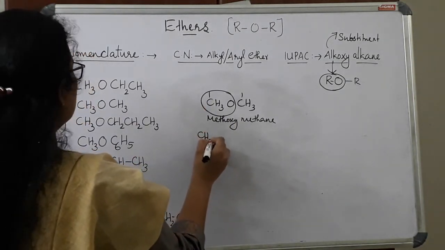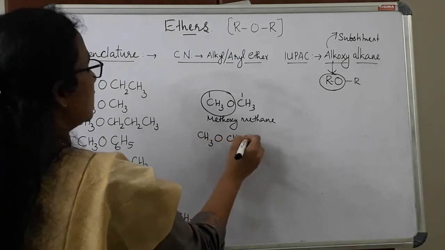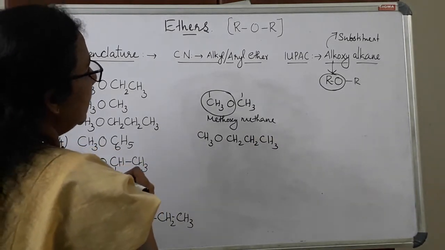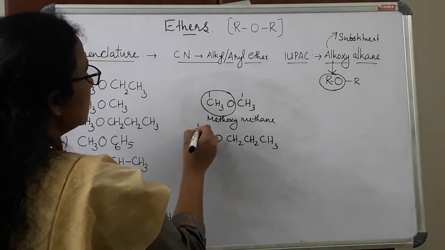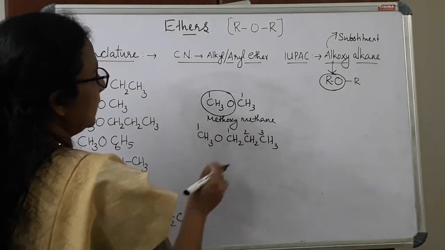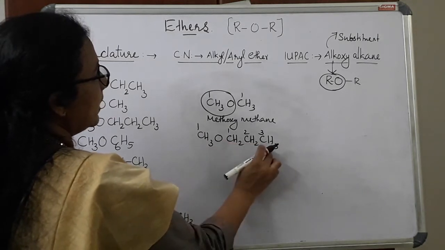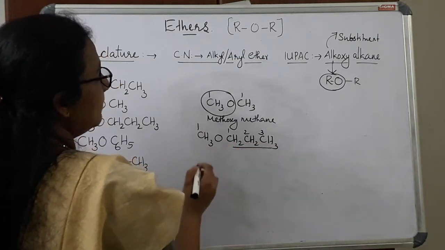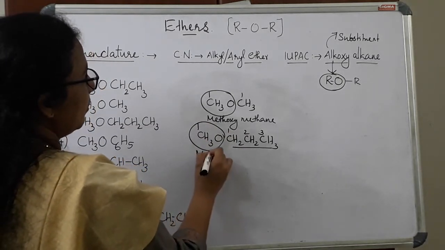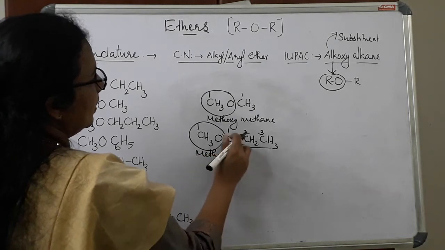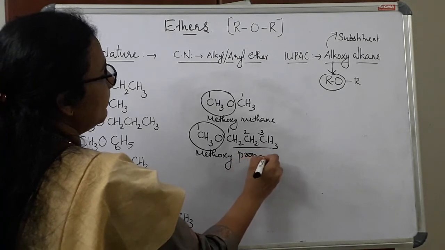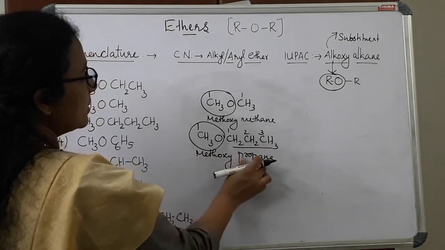Then the next one is CH3OCH2CH2CH3. Here also we will find the largest alkyl group. Here there is only one carbon atom on this side, and here 1, 2 and 3. So this will be the largest alkyl group and this will be considered as the alkane part, and this part will be considered as the alkoxy part. So it will be methoxy. Three carbon atoms are there, so the parent alkane is propane. So it will be methoxy propane.